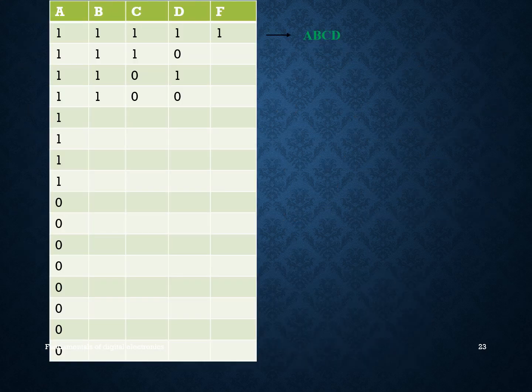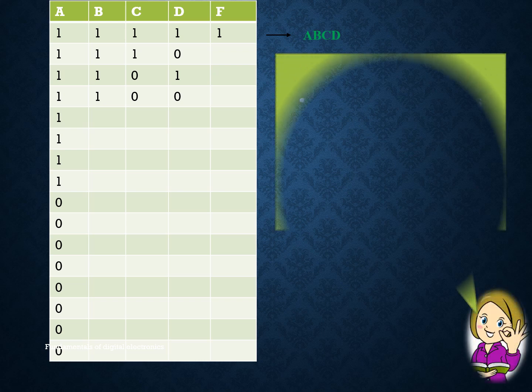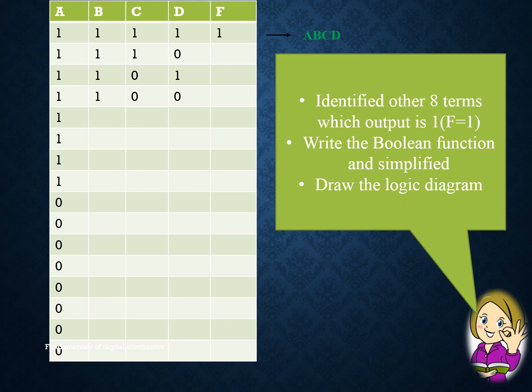This is the problem circuit. This is the clue for solving the problem. This is the truth table. Then identify the other 8 terms for which the output is 1. Write the Boolean function and simplify. Then draw the logic diagram by yourself.